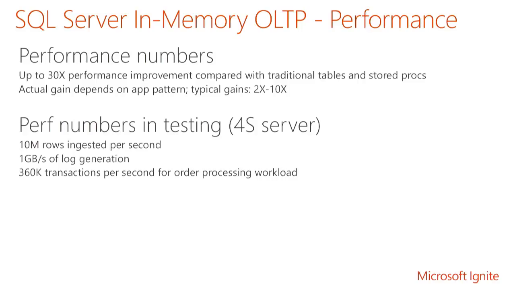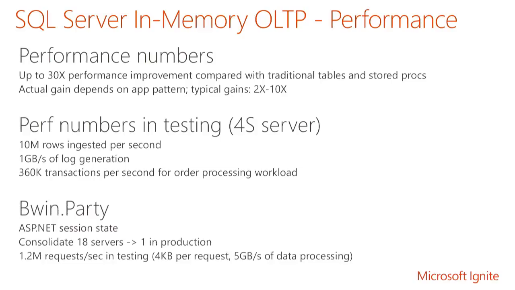So we also created a workload like an order processing system. We ran 360K transactions per second. It's a huge number with this technology. Now this is a Bevan party. This was the first company that actually went into production with this. And this is what they did. I'm going to talk about it with a pictorial.